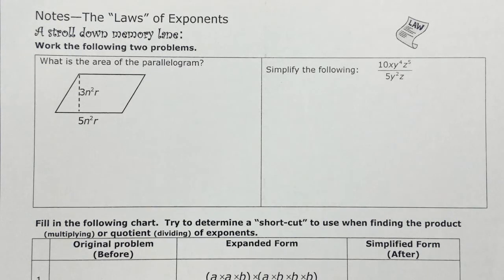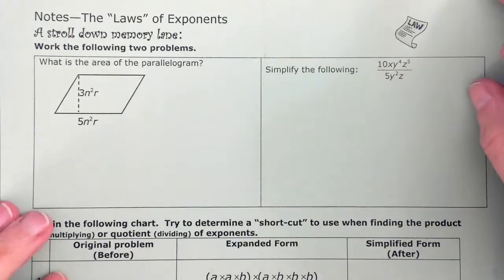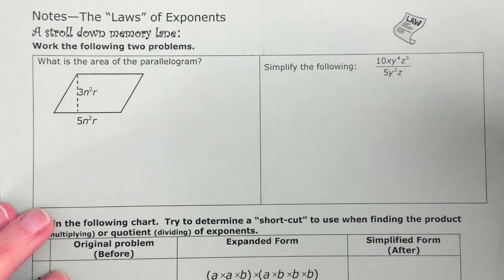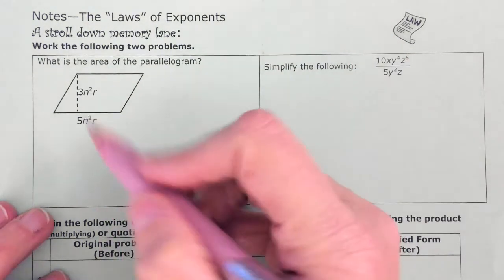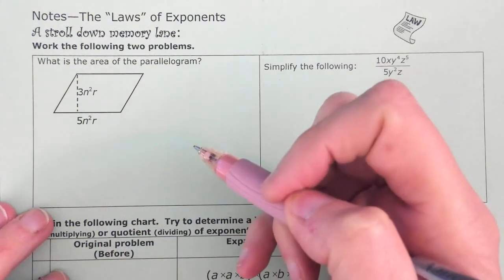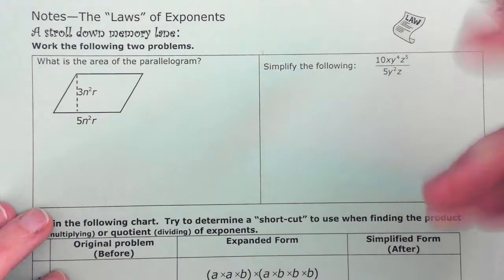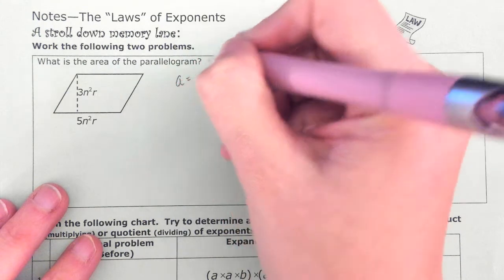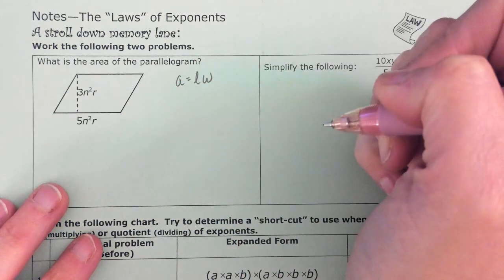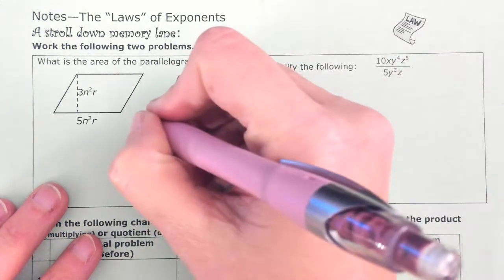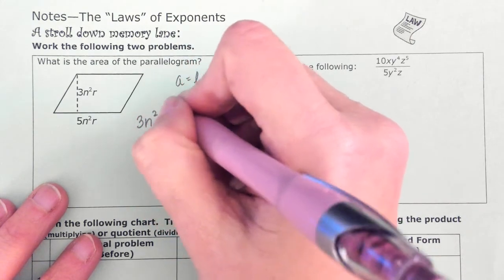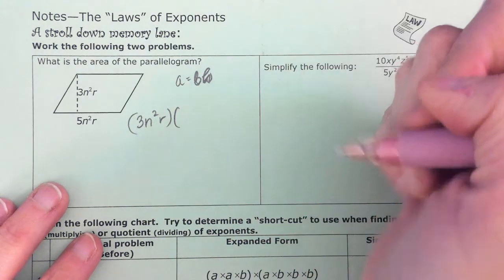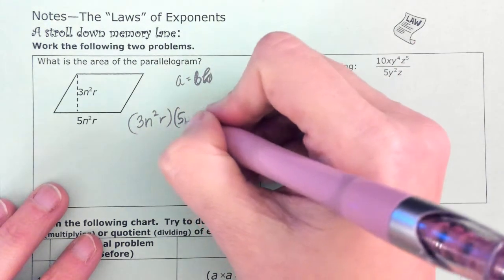Okay, so in the previous unit, when we talked about how to multiply and divide, the strategy that we used was expand. Instead of using any kind of rules, we would expand and then multiply, or expand and then cancel. So for example, for this one, the area of a parallelogram, the area is base times height.